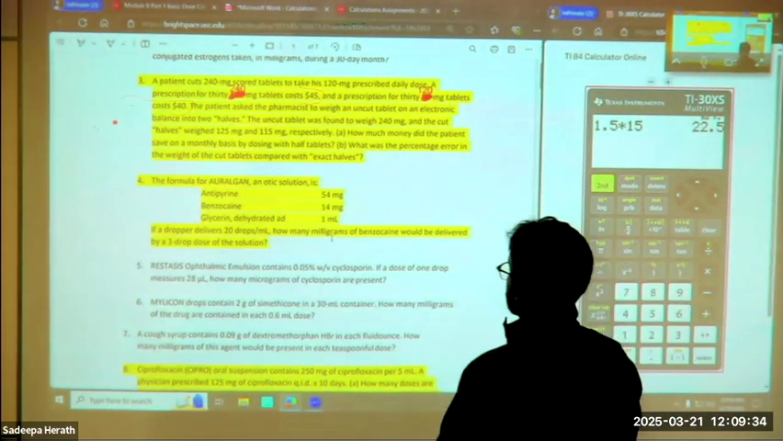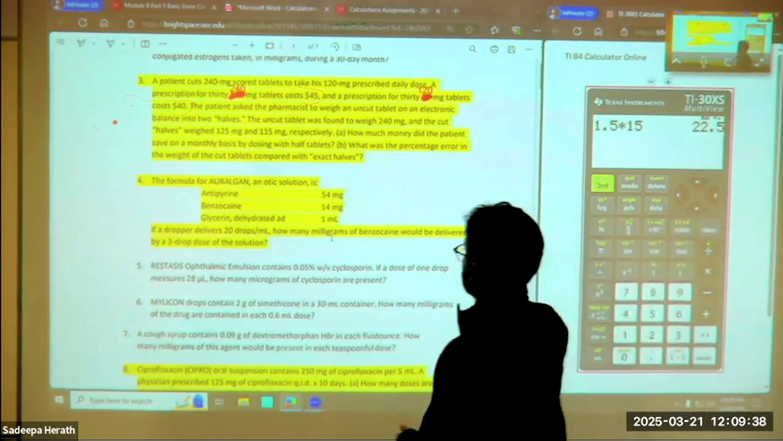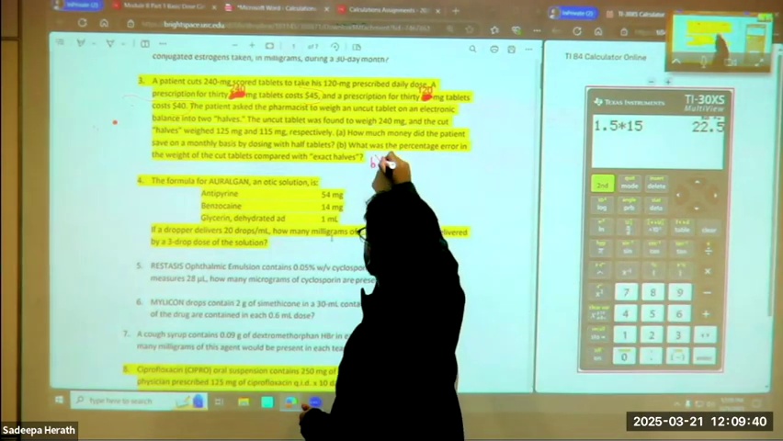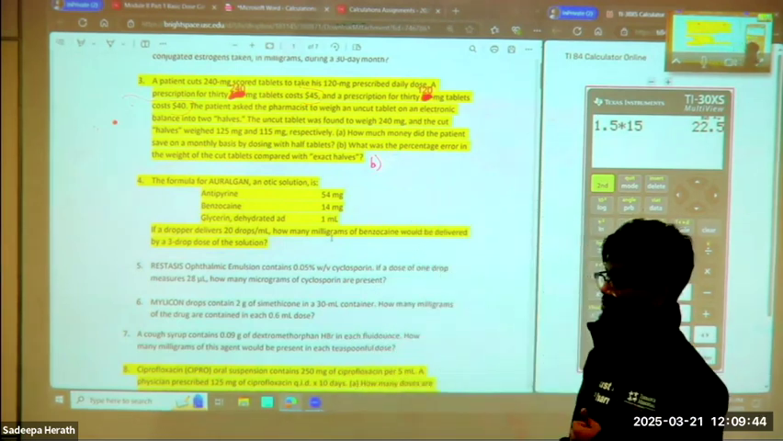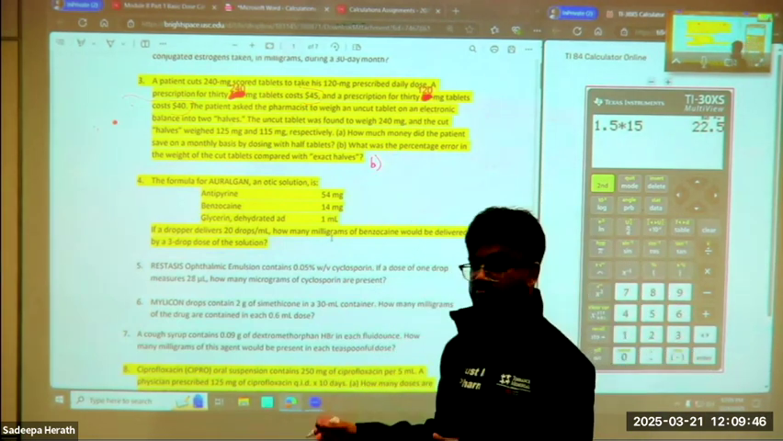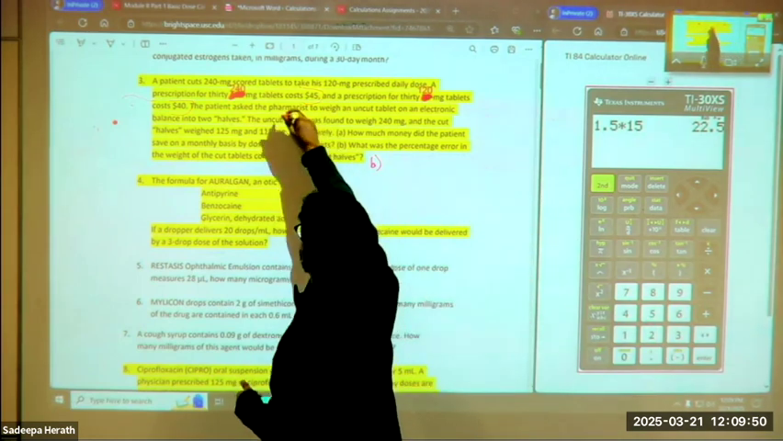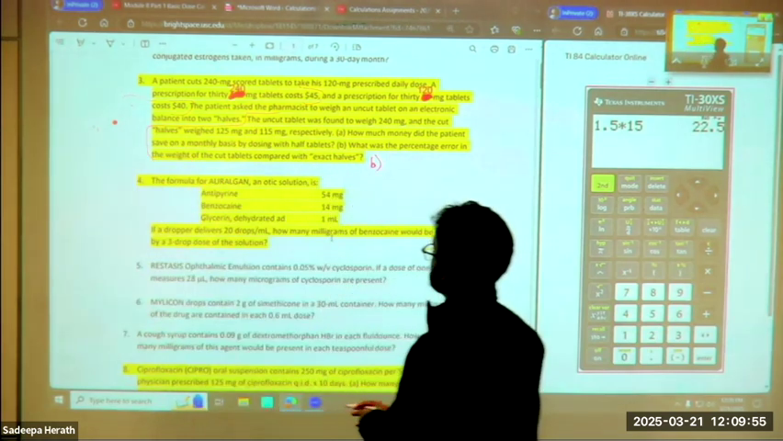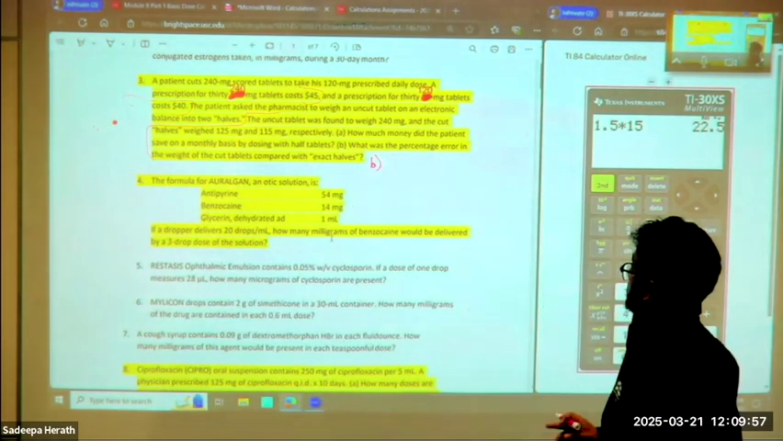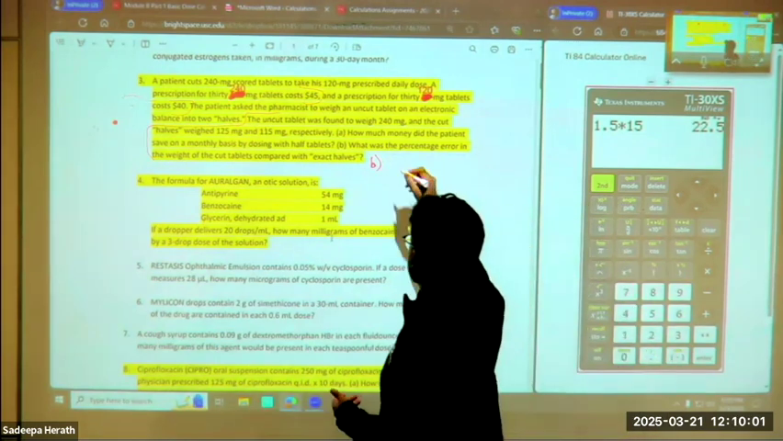What was the percent error in the weight of the cut tablets compared with exact halves? So, like I said earlier, with a big paragraph like that, you want to find what's relevant first to each respective question. And so there's weight and there's percent error. That kind of applies to that second half right there. So remember what the equation for percent error was. It's error over desired.